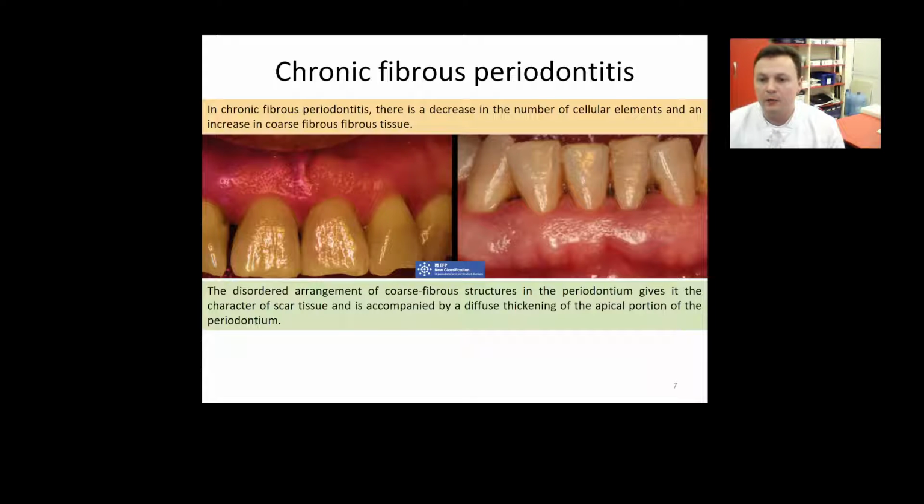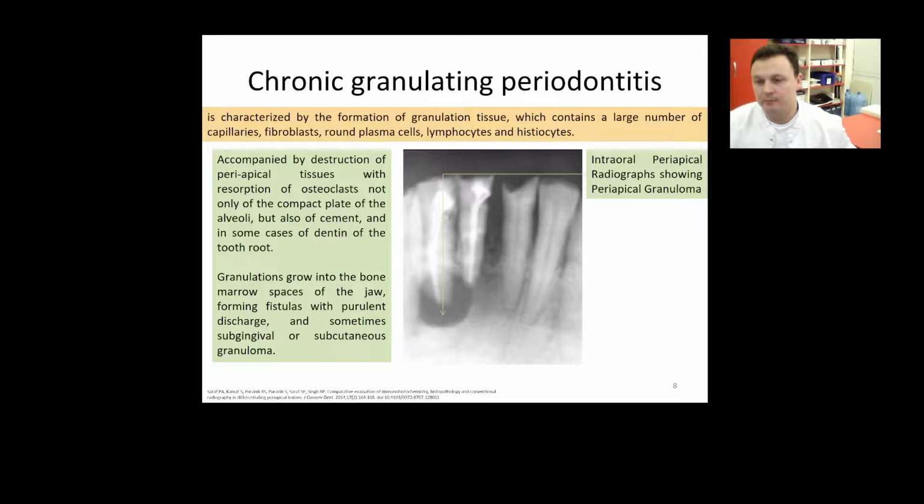In chronic fibrous periodontitis, there is a decrease in the number of cellular elements and an increase in coarse fibrous tissue. In some areas of the periodontium, small focal inflammatory infiltrates and vascular sclerosis are observed. The disordered arrangement of coarse fibrous structures in the periodontium gives it the character of scar tissue and is accompanied by diffuse thickening of the apical portion of the periodontium.